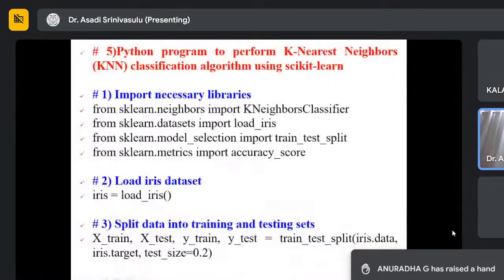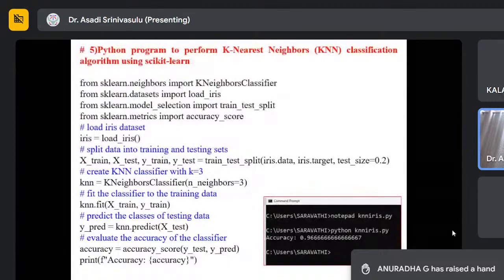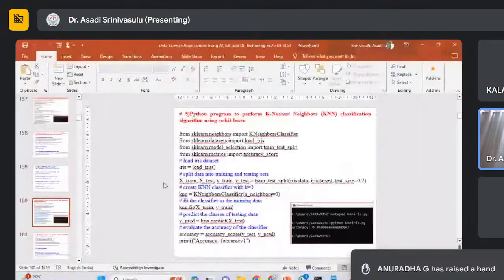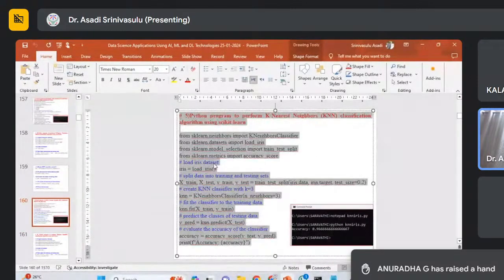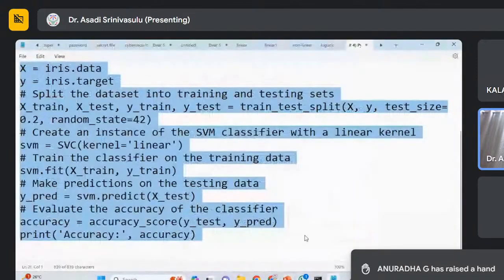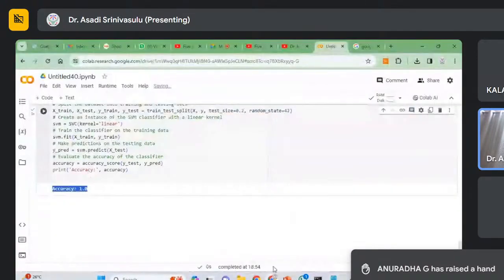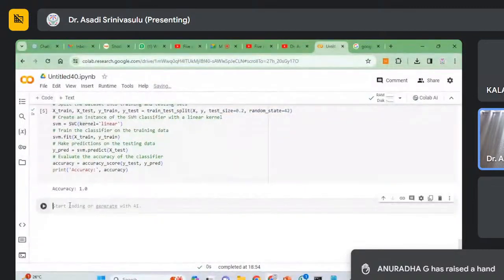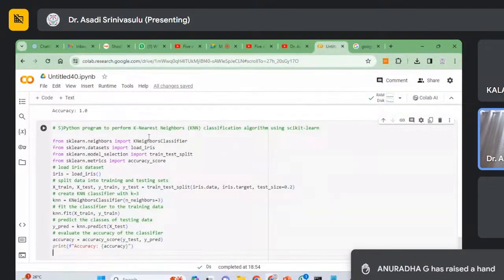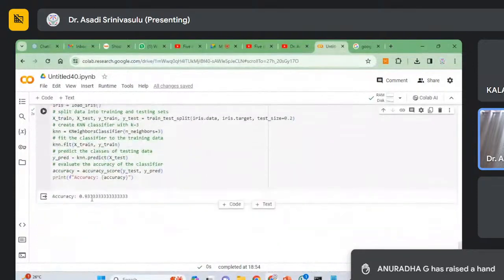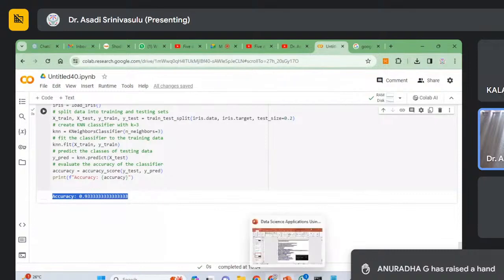Please check the output. Next program: write a Python program to perform k-nearest neighbor classification algorithm using scikit-learn. This is the output I need to get. I'm copying this one and pasting, now running the program. Now see the output. How much did I get? I got 93% accuracy.